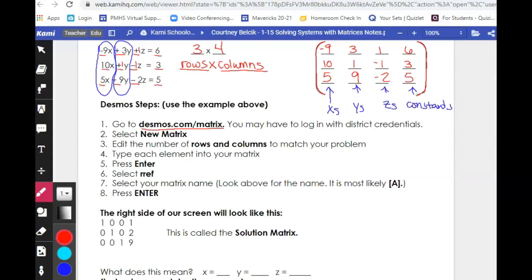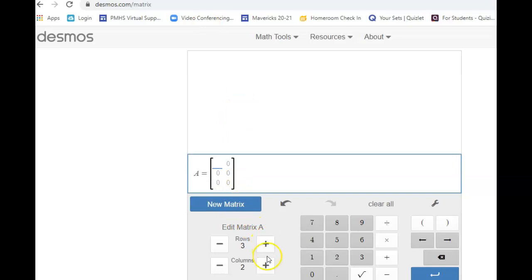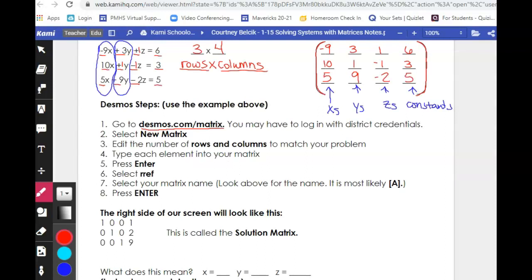So step 2 was to select new matrix. Step 3 is to edit the number of rows and columns to match your problem. So we're going to use the example above. Remember that this was a 3 rows and 4 columns matrix, so it was a 3 by 4. I'm going to change this to have 3 rows and 4 columns. Notice how it kind of bumps up the number of rows and columns in your matrix. Still called matrix A. So we edited the number of rows and columns that matched our problem.